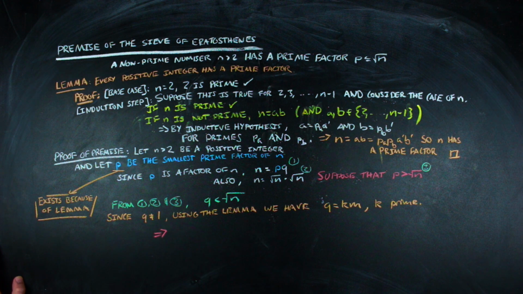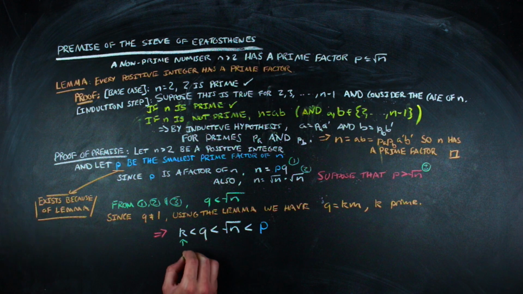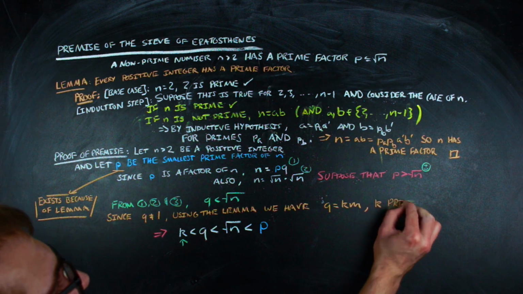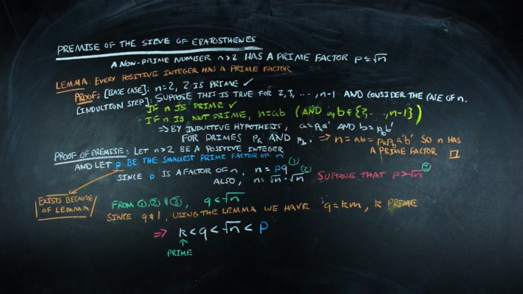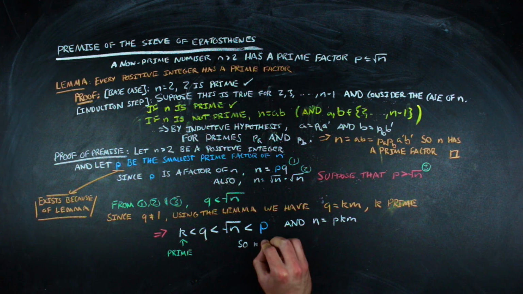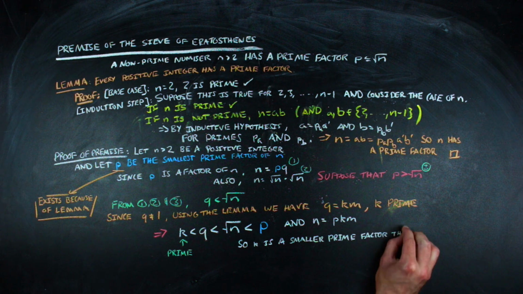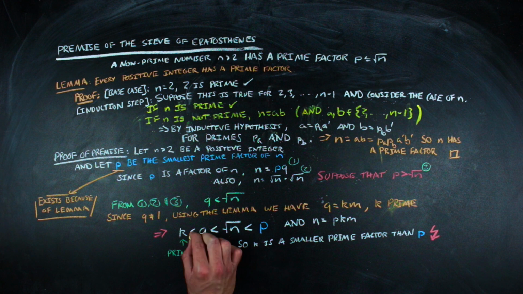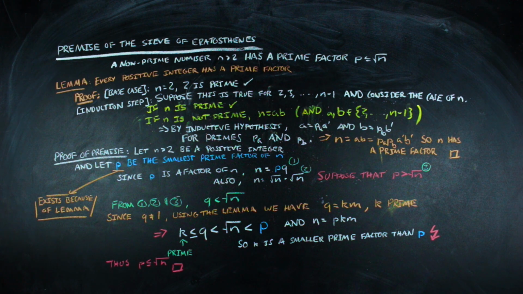This implies that we have the following inequality chain. But since k is a factor of q and q is a factor of n, we also know that k is a factor of n that is less than p, which is the contradiction. So the supposition that p is greater than the square root of n is false, and we end up with a proof of the premise that the sieve of Eratosthenes is built on.